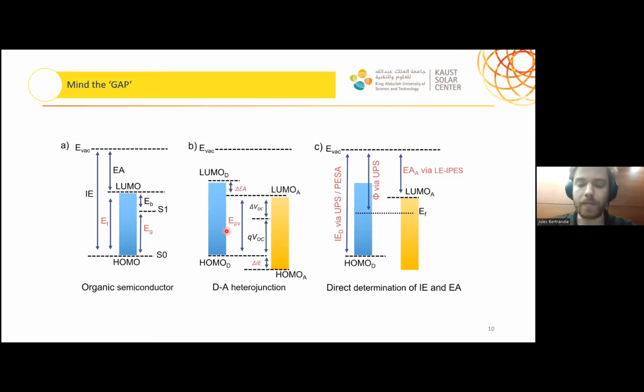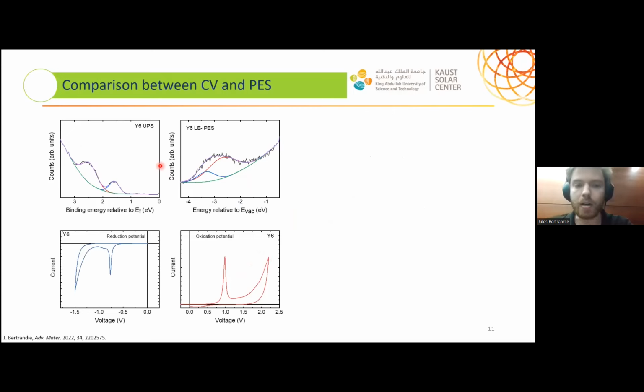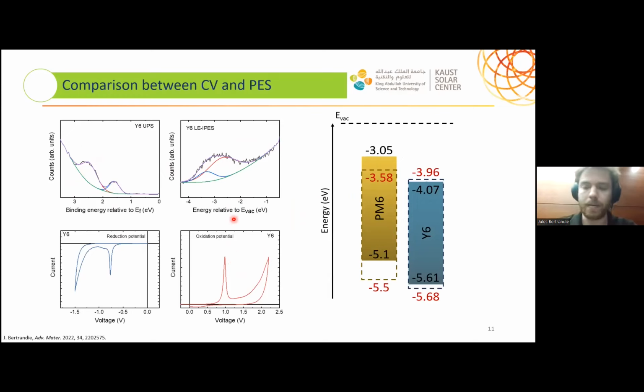Here also we have the PV gap, which we will talk about a bit later, which is the difference between the HOMO of our donor and the LUMO of our acceptor. And, well, the delta EA, delta IE. Okay, so here is an example of what we measured with the Y6, with the UPS, IPS, the reduction potential, the oxidation potential. We wanted to compare the measurements that we made.